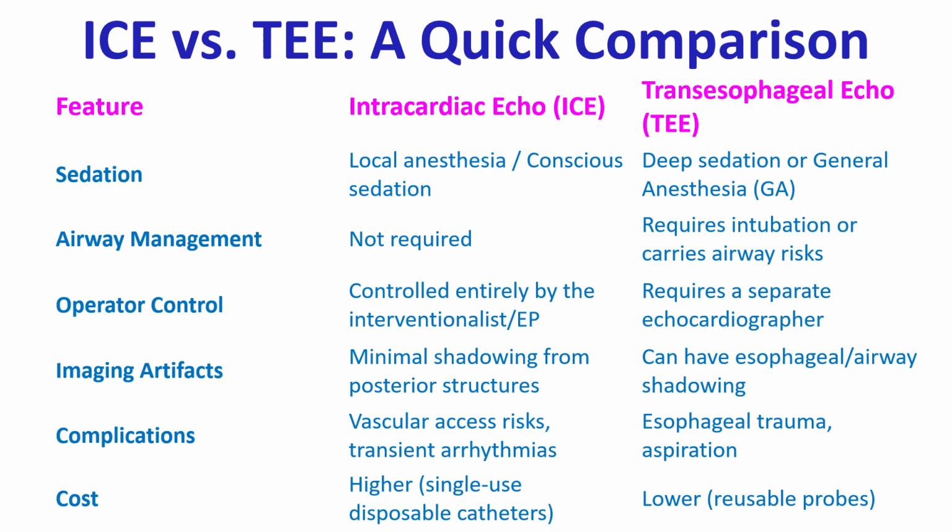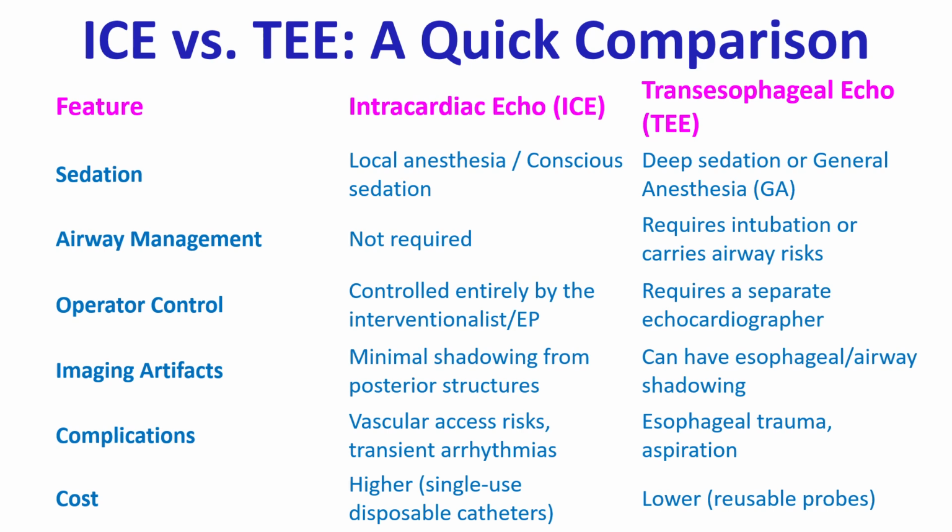Operator control. Intracardiac echo is controlled entirely by the interventionalist or electrophysiologist, while transesophageal echo requires a separate echocardiographer. Imaging artifacts. Minimal shadowing from posterior structures in intracardiac echo. In transesophageal echo, there can be esophageal or airway shadowing.